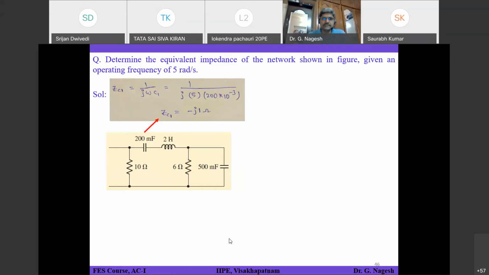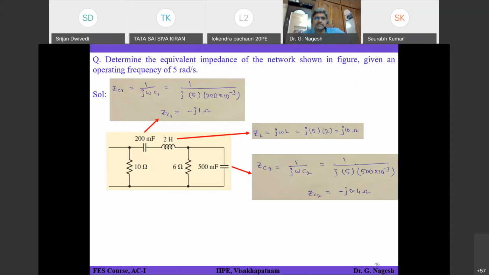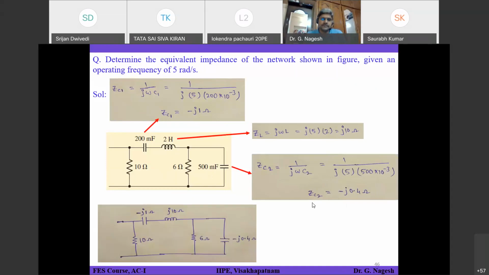Next, for inductive reactance, which is j omega L, j into 5 into 2, it should be j10 ohms. Another one is 500 millifarad. If you do that, you are going to get minus j 0.4 ohms. Now you can draw the equivalent circuit, that is, the frequency domain equivalent circuit. If you draw that, you are going to get this kind of circuit. The only thing is all parameters are in ohms.